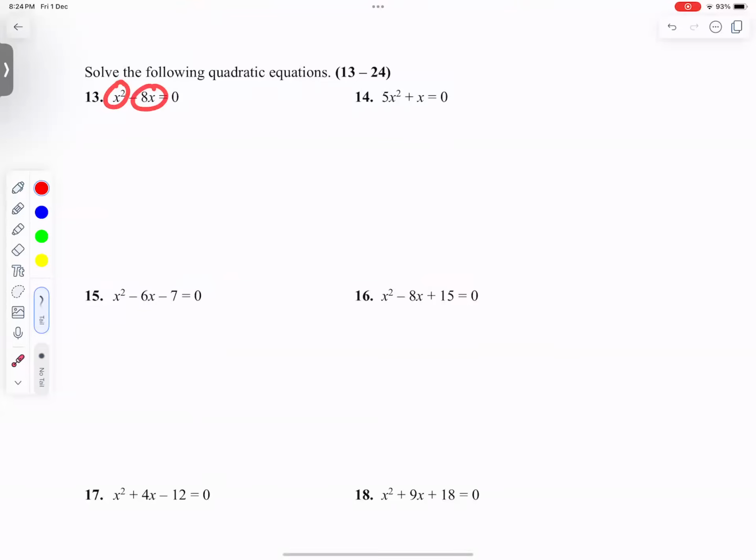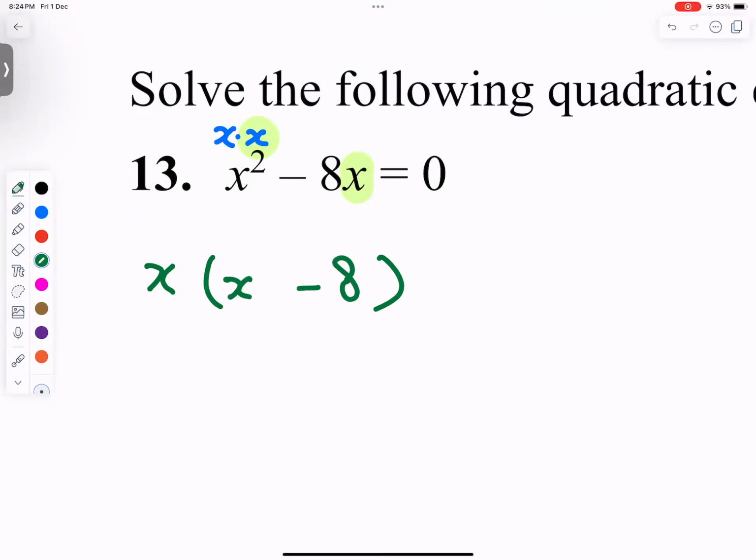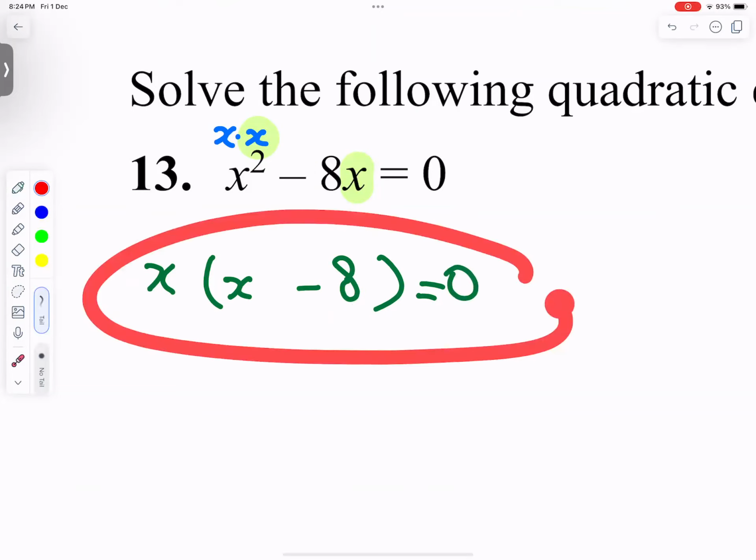Since there are only 2 terms here, between this and this, is there anything common? x squared means x times x. So that means they both have an x. If they both have something, you take it out. So I took out one of the x. What is left? One more x is left. Same goes at the back. You took out x, so 8 is left there. Equals 0. And now it becomes an easy question.